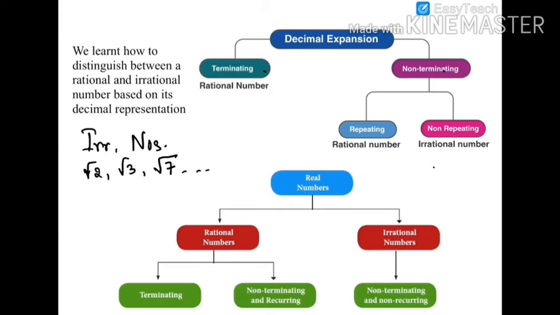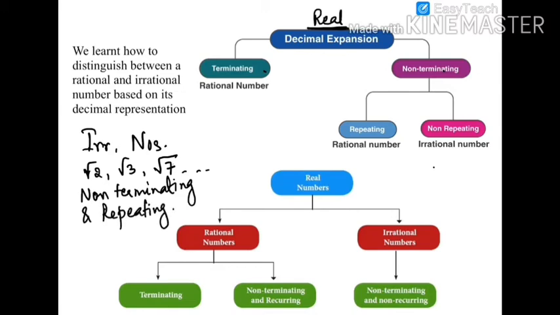So using that method, irrational numbers can be expressed in decimal form, and it is seen that it comes out to be non-terminating and non-repeating. So if we convert a real number to its decimal form, then we get two types of expansions. One is terminating, other is non-terminating. Non-terminating expansion is of two types, repeating and non-repeating.